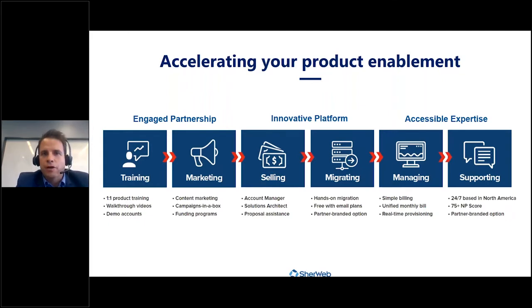So we want to make sure that we are there to support you in that process. Through your partner toolbox, you have access to a lot of marketing content.